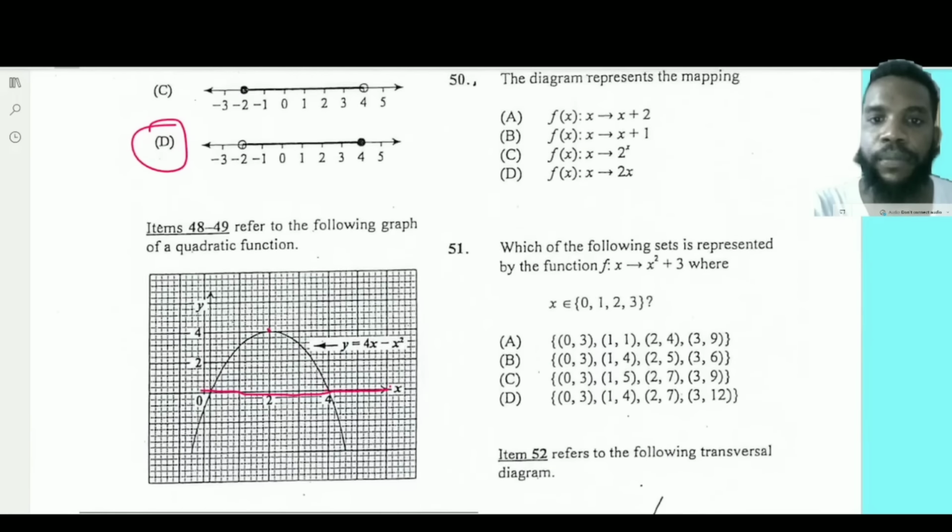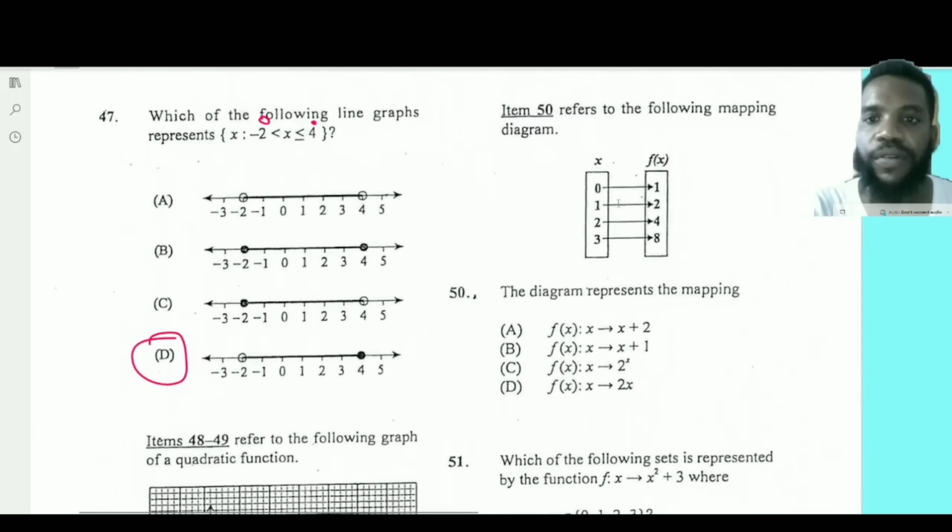Alright, let's go back up. It refers to the following diagram. The diagram best represents, so we have 0 goes to 1, 1 goes to 2, 2 goes to 4, and 3 goes to 8. So which of the following would be true? Alright, so we're going to have to use trial and error now. Would it be x plus 2? No, because if you add 2 to 0, you get 2. So that's out totally. Would it be x plus 1? 0 plus 1 is 1, 1 plus 1 is 2, but 2 plus 1 is 3.